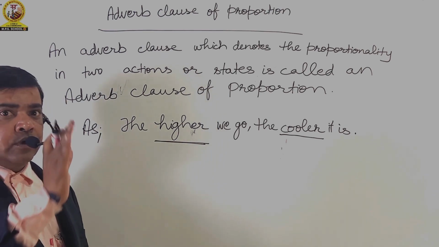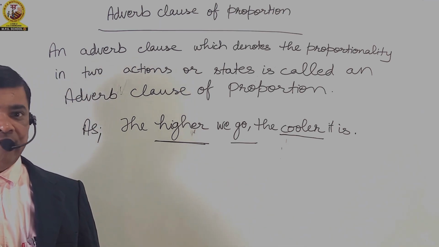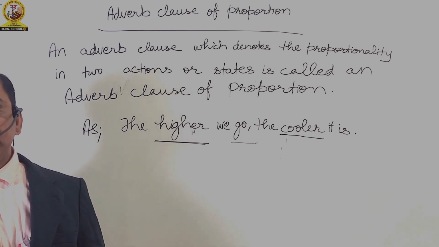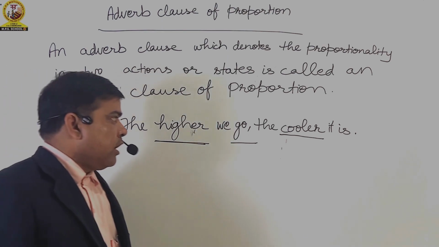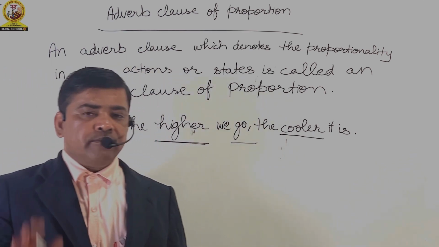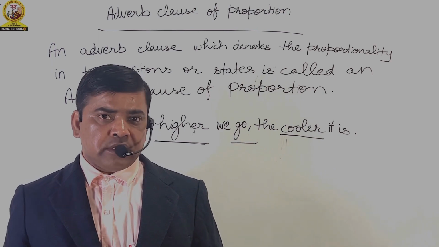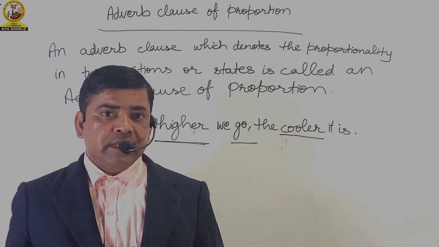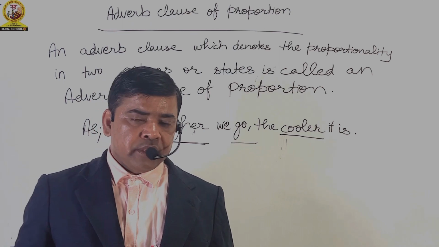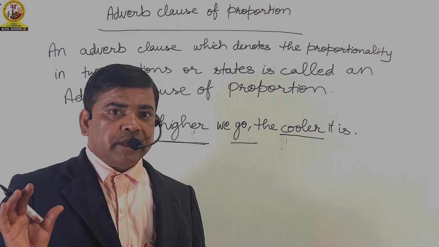The higher we go, here go is an action. Go denotes an action. So to modify go, we are using higher. So it is not an adjective here, it is an adverb. The cooler it is. जितना ऊंचा हम लोग जाते हैं उतना ही ठंडा होता है, मतलब उतना ही ठंडक हम लोग महसूस करते हैं. The cooler we feel. We can also say, the higher we go, the cooler we feel, and the cooler it is. So friends, here in both the parts of the sentence comparative degrees are used.